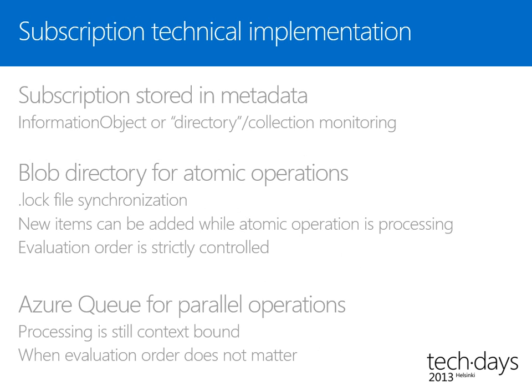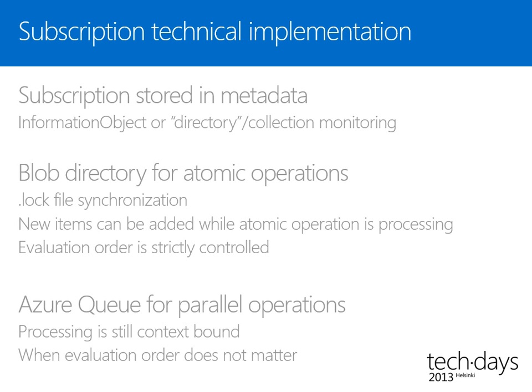Technically, subscriptions are stored in metadata. So it's a kind of information object or directory object collection monitoring. A blob directory for atomic operations is used in a way that we take a listing of a blob with a certain prefix, and then we do it in a very simple file system way. We insert a log file if there is none. If there is one, we know that somebody else is locking that directory right now, but if not, we take the lock and start processing.